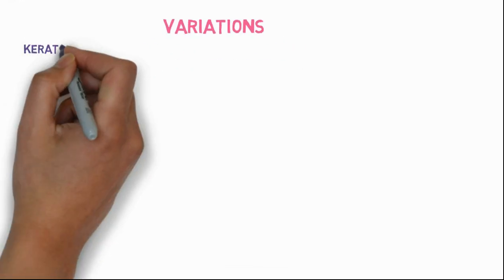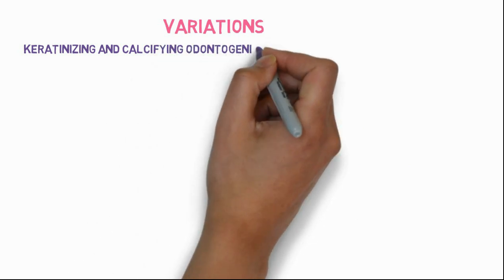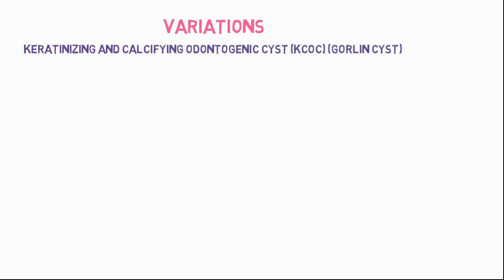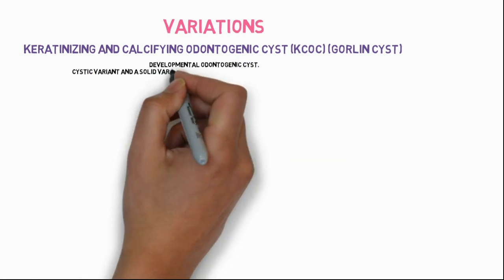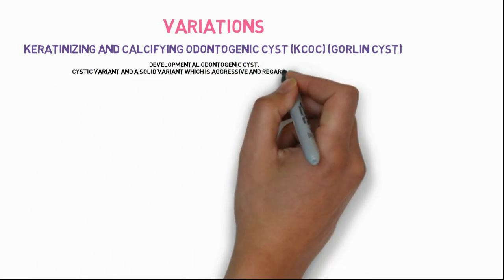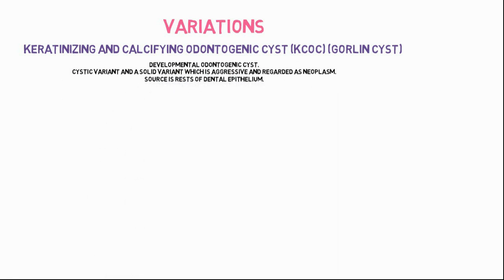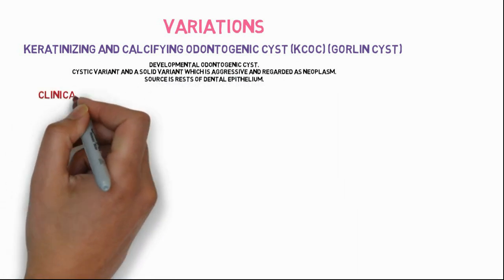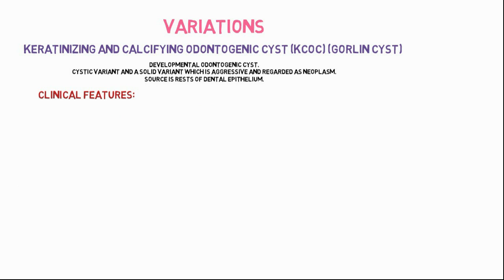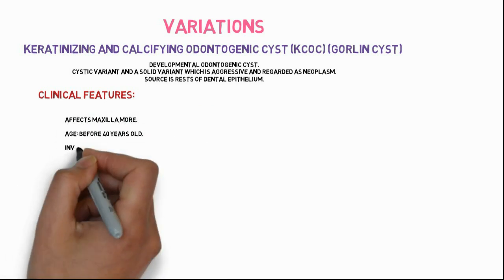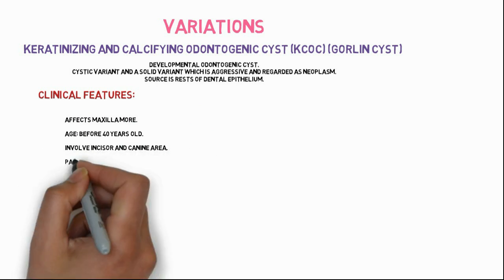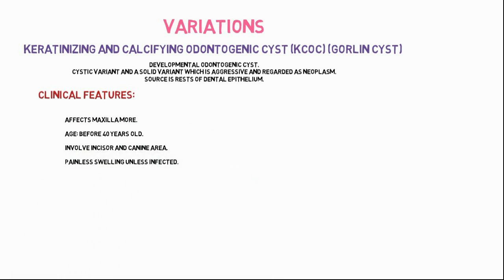Variations: keratinizing and calcifying odontogenic cyst, Gorlin cyst. A developmental odontogenic cyst, with a cystic variant and a solid variant which is aggressive and regarded as a neoplasm. The source is rests of dental epithelium. Clinical features: it affects the maxilla more, before 40 years of age, involving the incisor and canine area. Painless swelling unless infected.